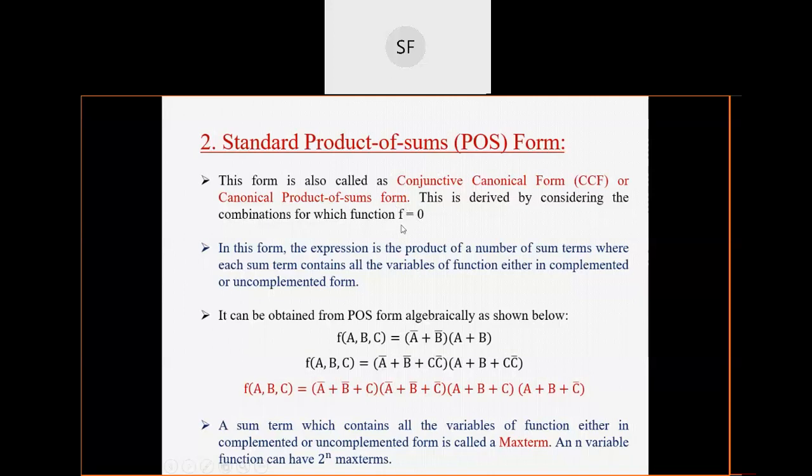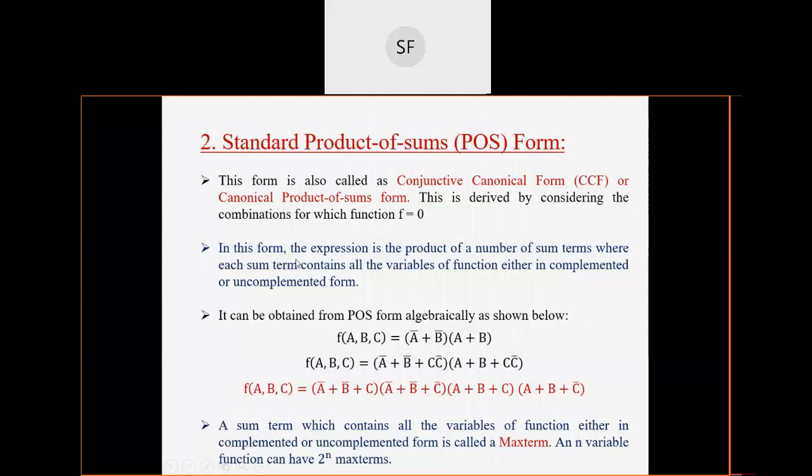For now, just remember that these terms are derived by considering the combinations of the function f for which the value of function f is 0, and in case of sum of product it was function equals to 1. So just note the difference. You will get a clear idea about what we are talking about while discussing the K-map session.